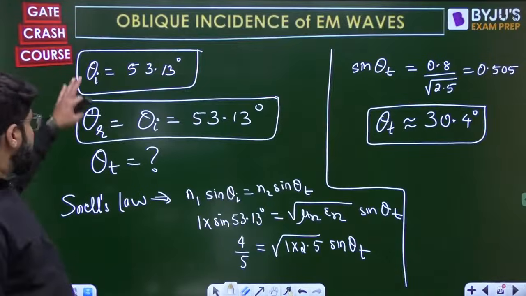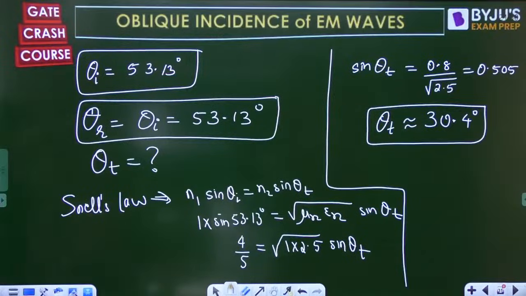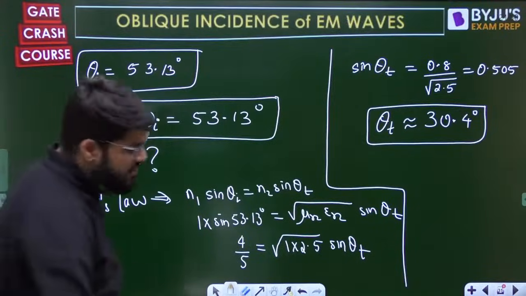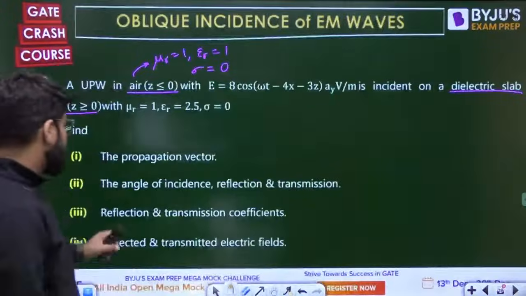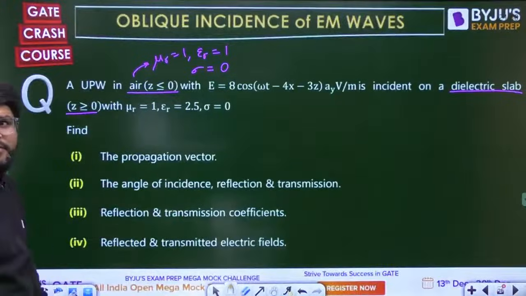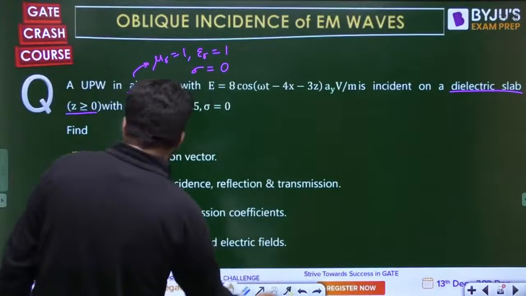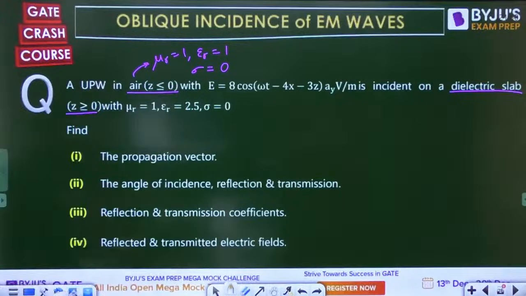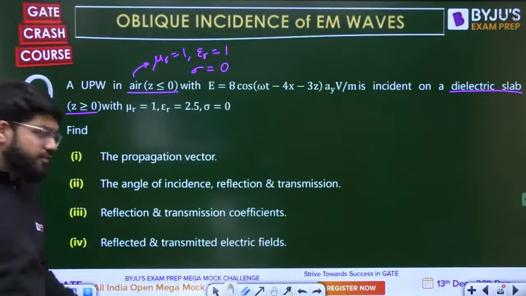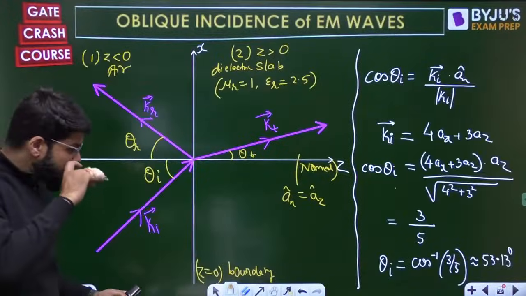Okay, now come to this theta I, theta R and theta T. Okay, let's check further. So we are done with this. What is the angle of incidence, reflection, transmission? We are done. What is the propagation vector of the given wave? We have done. Now, reflection and transmission coefficient, reflected and transmitted electric field.